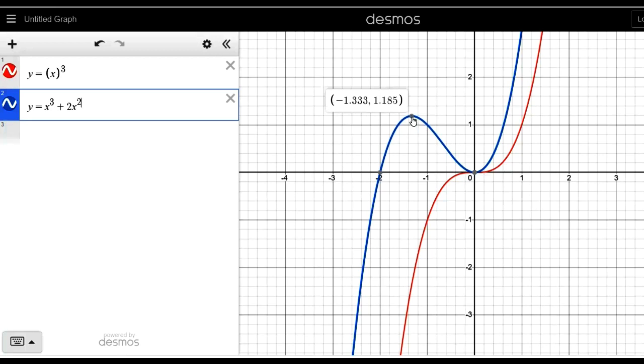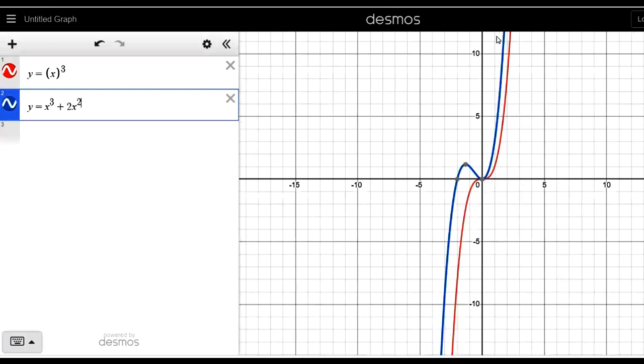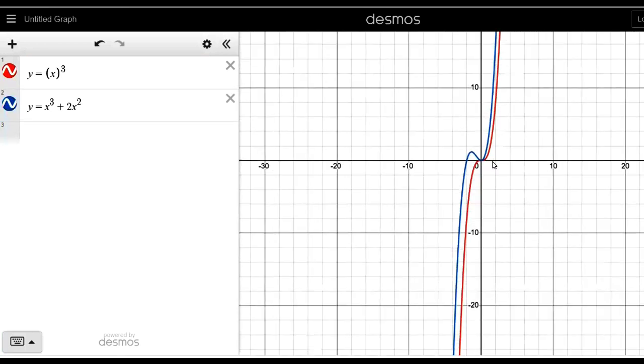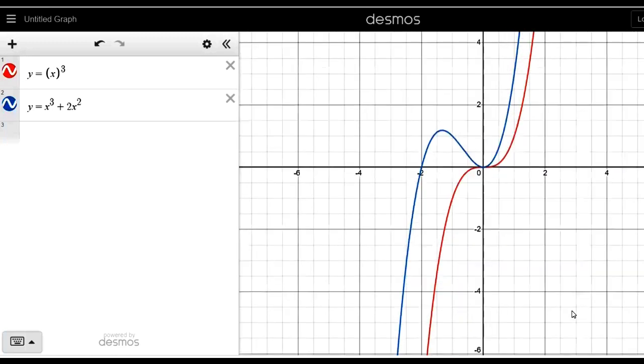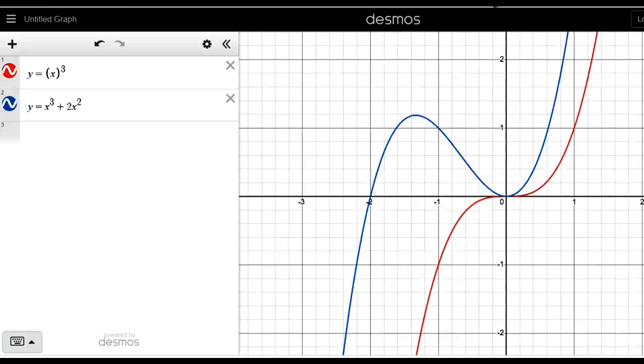And I say local because the function does not have a maximum. I'm going to scroll out and you can see that this function climbs up and up and up. It's going to go up forever. It doesn't have a maximum. And the same thing going down, it's going to go down forever. So it doesn't have a maximum or a minimum, but it does have a local one. And I've got one right there. That would be my local maximum, and this would be my local minimum at the origin, the point 0, 0.